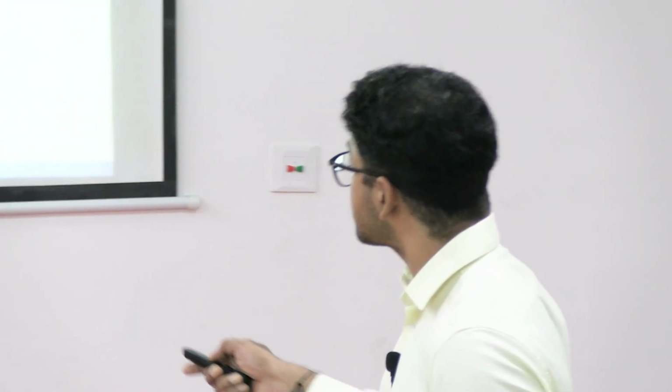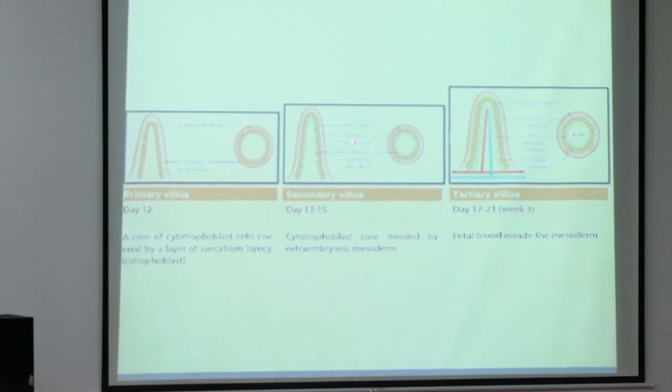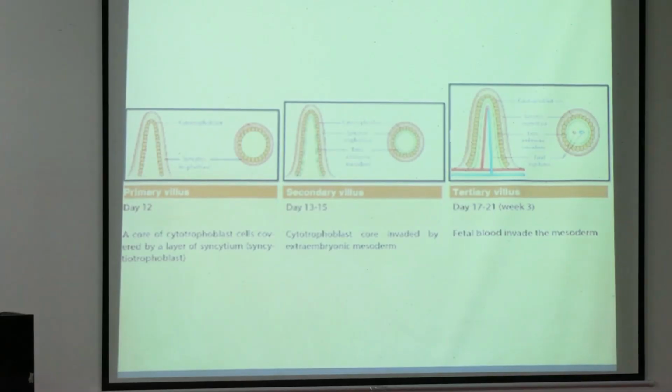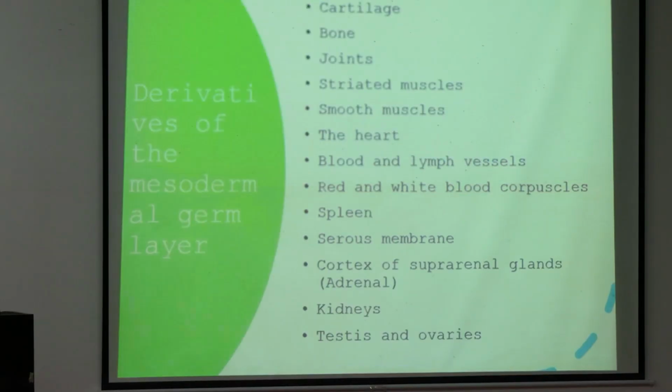Now, chorionic villi formation. Chorionic villi develop in three stages, right? First, there is inner cytotrophoblast and outer syncytiotrophoblast. As you can see, there are no blood vessels inside, and there is no mesoderm as well. Now, there is extraembryonic mesoderm entering inside this area. This is called secondary villus, and from that mesoderm, blood vessels are developing inside the core of the villi. This is the tertiary villi or the final villi, right? This is the main villi of the placenta.